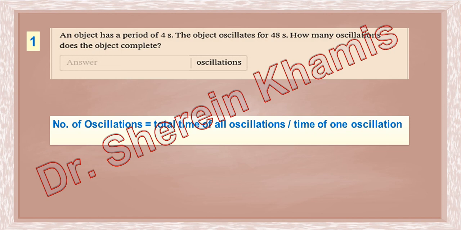So we have the total time here, 48 seconds, divided by 4, so we get 12 oscillations. So the right answer will be 12 oscillations. We have different questions like choose. In this one we have choose, but we can calculate the steps to get the right answer. Okay, let's go to question 2.